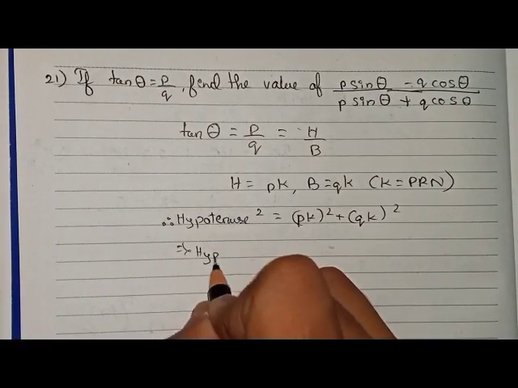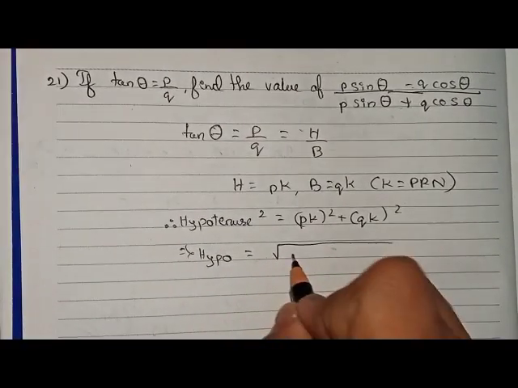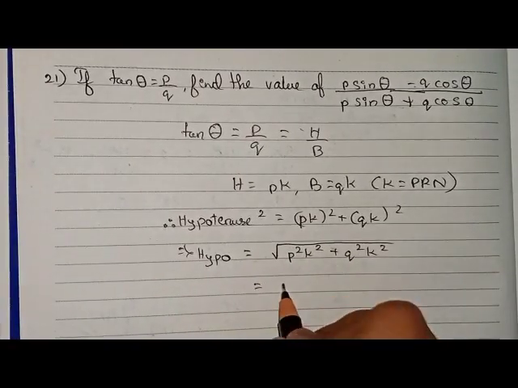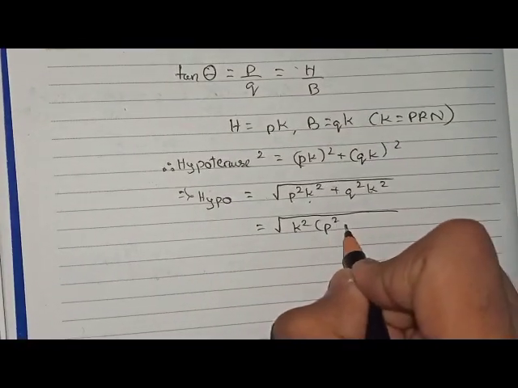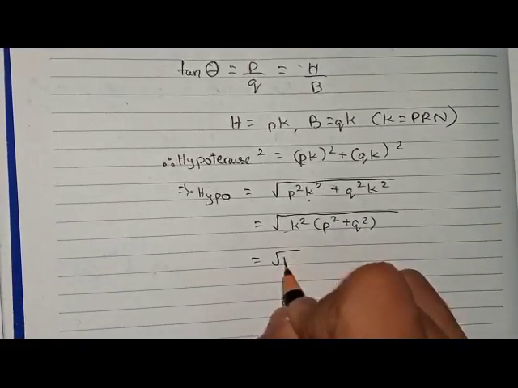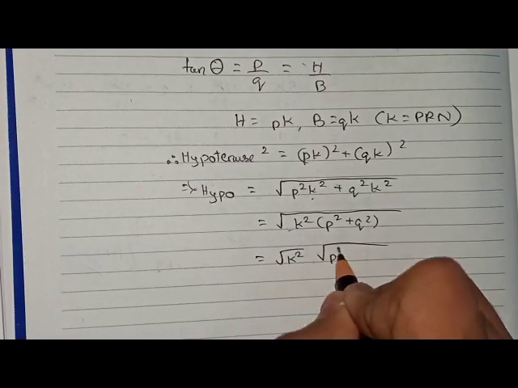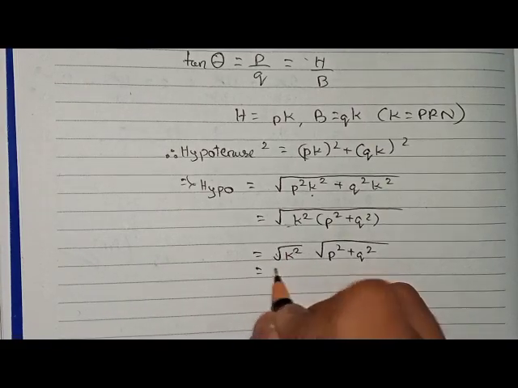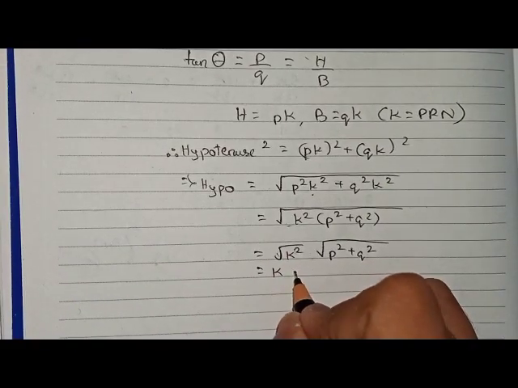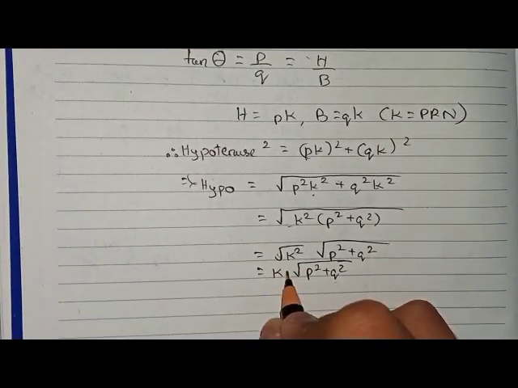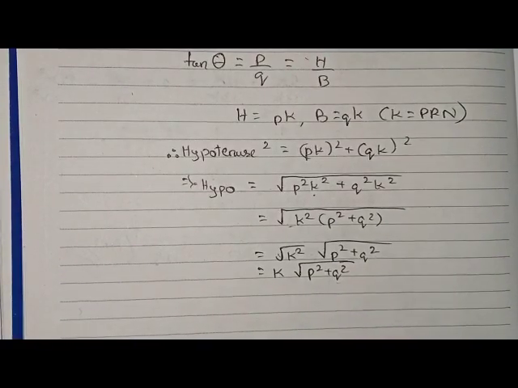So hypotenuse is equal to root over p square k square plus q square k square. Take k square as the common, so p square plus q square. Now separate this k square: root over k square, root over p square plus q square. Root over k square is equal to only k. We got the value of the hypotenuse, that is k root over p square plus q square.